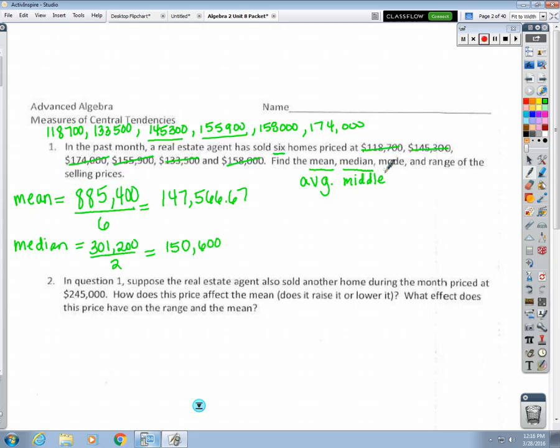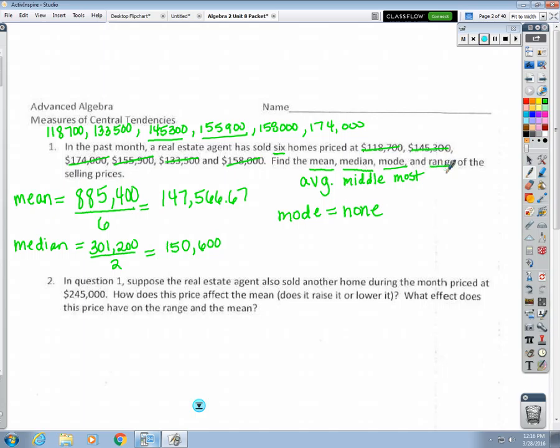Okay, now, time for the mode. What's another word for mode? Most. Okay, the number that occurs the most. Do we have a selling price that occurred the most? No, so there's no mode. You can write no mode, you can write none. Why could you not write a 0? Because 0 is a number, and there's no home that sold for $0.